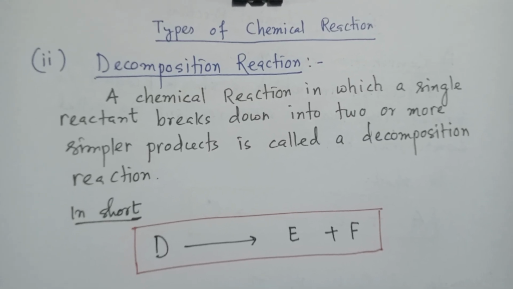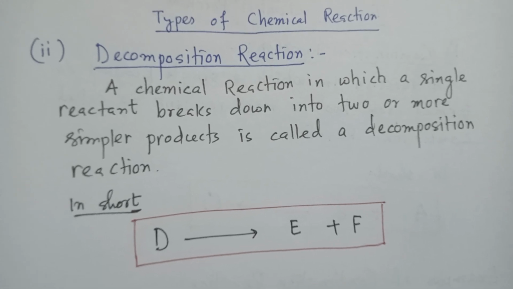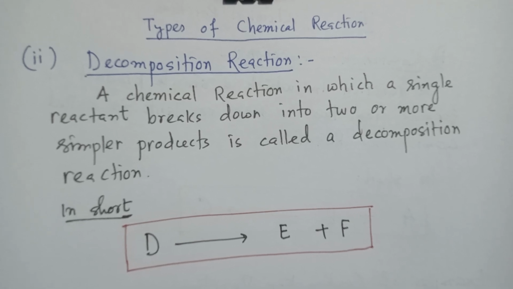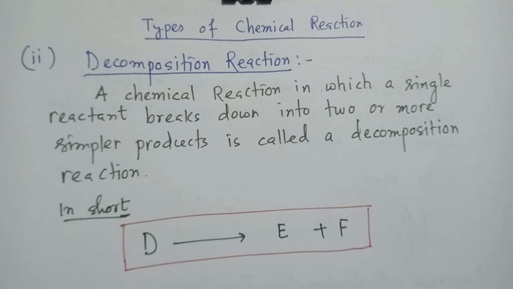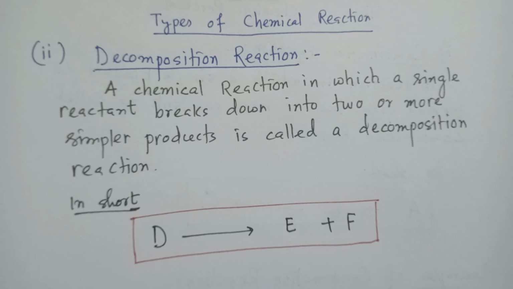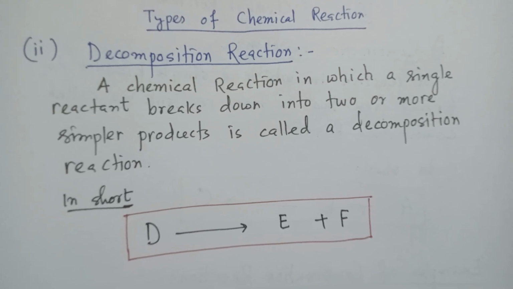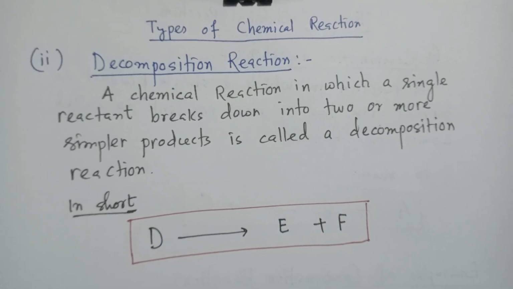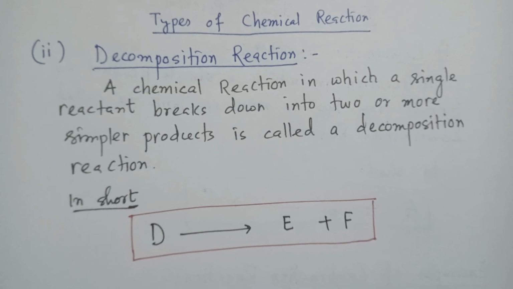Next, come to decomposition reaction. A reaction in which a single reactant breaks down into two or more simpler products is called a decomposition reaction. In short, we can write D is a reactant which gives rise to E plus F. So from one single reactant, two or more products are formed during this reaction.